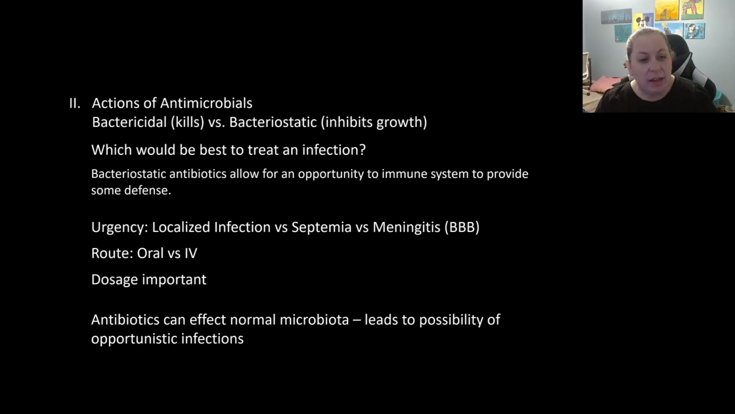When we look at antibiotics, we do see that they can also affect your normal microbiota, which is the normal bacteria you have in your body. And this does cause some issues for us. It leads to the possibility of opportunistic infections. C. diff is an example of this. A lot of times people who develop C. diff have been on an antibiotic regimen for something else, and this bacteria then takes advantage of that. So this is a kind of complication that can occur when we take certain medications.